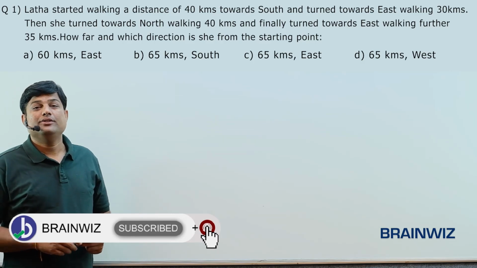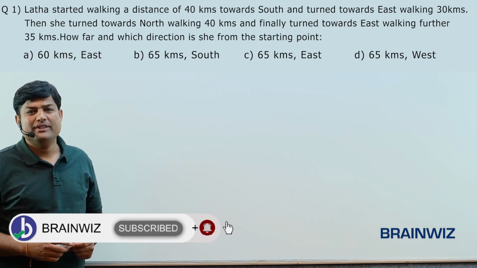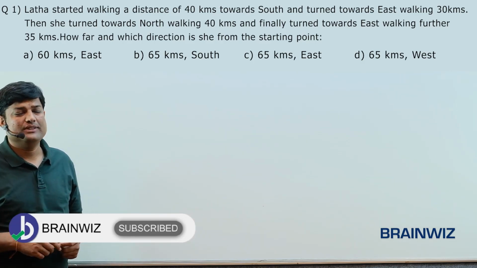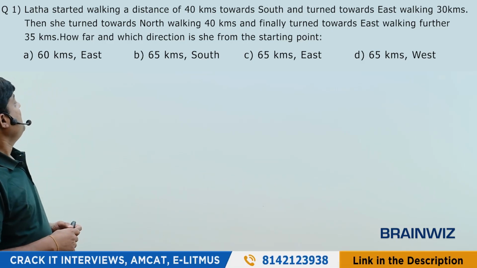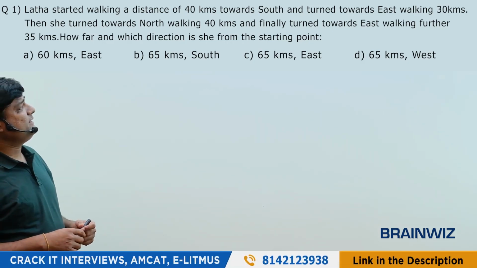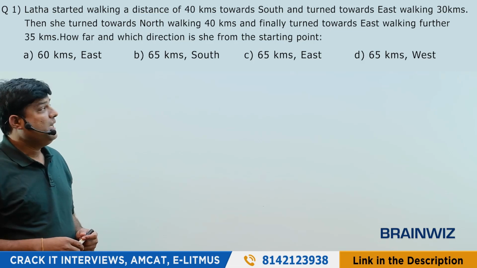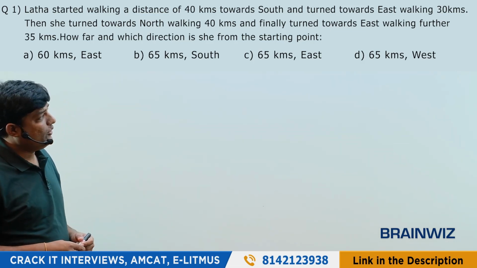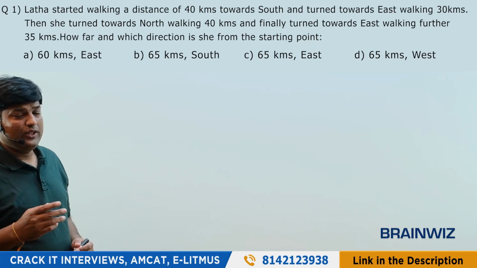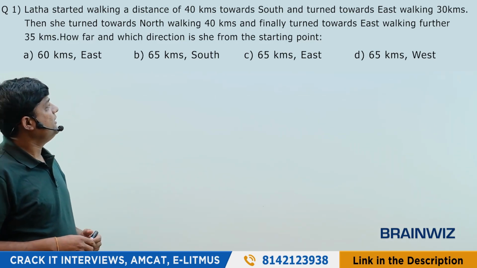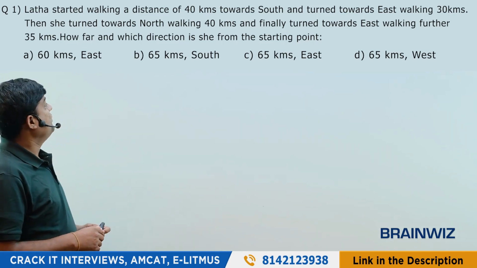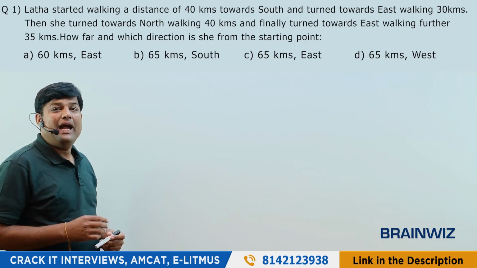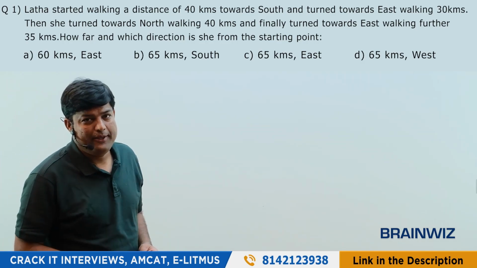Yes, now let's try to start doing the questions. One question you can see on the screen here. He has told something like this. He told that Lata started walking a distance of 40 kilometers towards south and turned east walking 30 kilometers. Again she turned towards the north, traveling about 40 kilometers, and finally she turned walking 35 kilometers towards the east. How far and in which direction is she from the starting point?